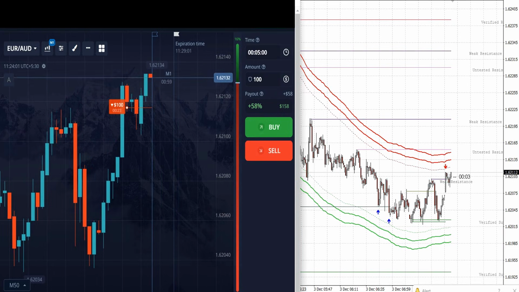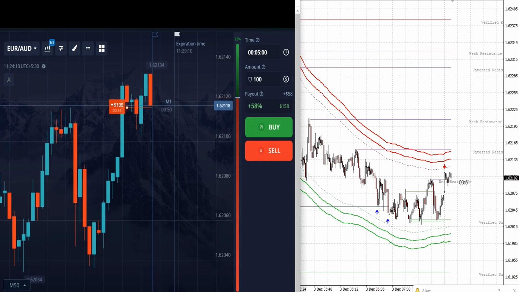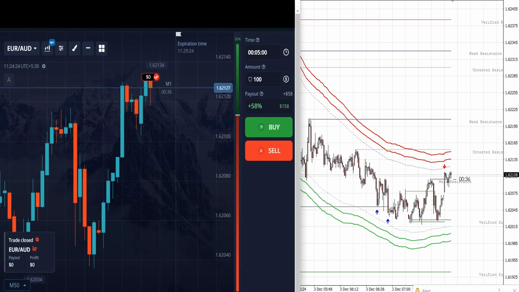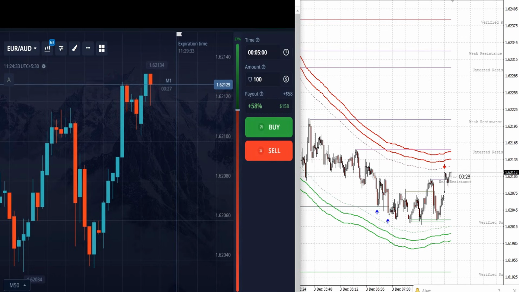And sometimes, even after following rules, the market simply does not cooperate. Now let's look at the final result. The price continued to move upward, and the trade closed in loss. And that's completely okay. Losses are a normal part of trading, and no strategy in the world can win 100% of the time. This single loss does not mean the strategy is bad, and it does not affect our confidence.